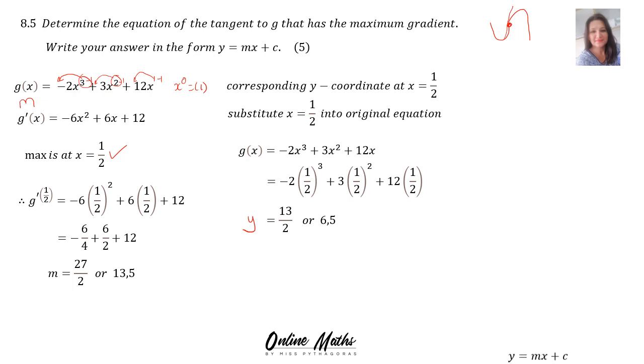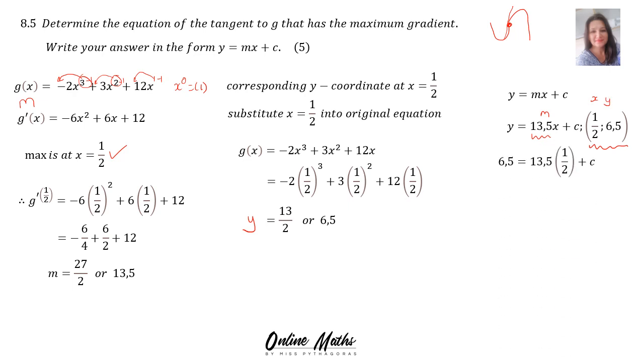Now that we have a coordinate, into y is mx plus c we can substitute 13,5 as the gradient, and then the point is a half and 6,5, consisting of an x and a y. In x and y's place, you substitute the half and the 6,5, you calculate c, and you get c is minus 0,25. And then your equation, y is 13,5x minus 0,25.